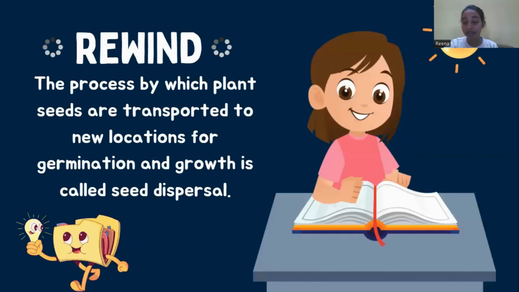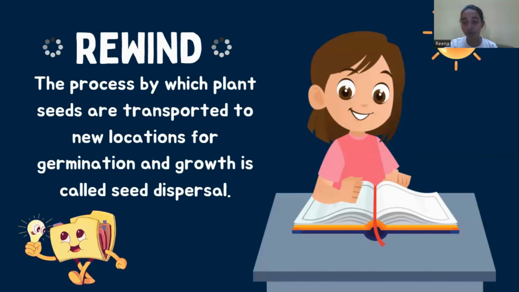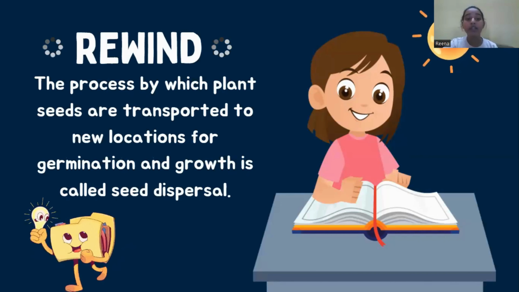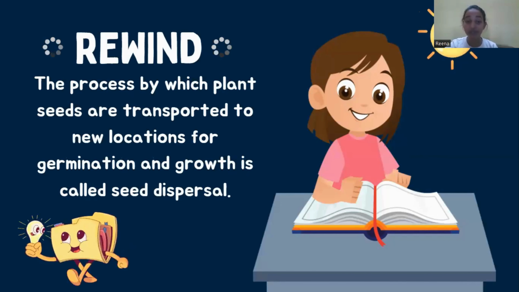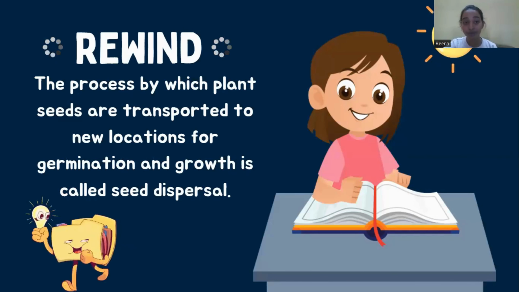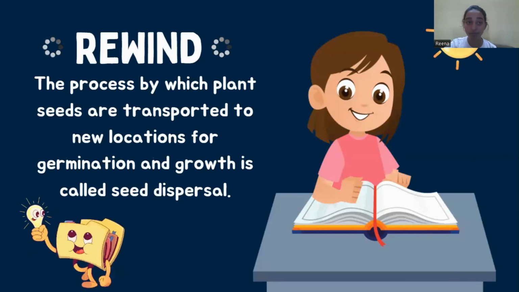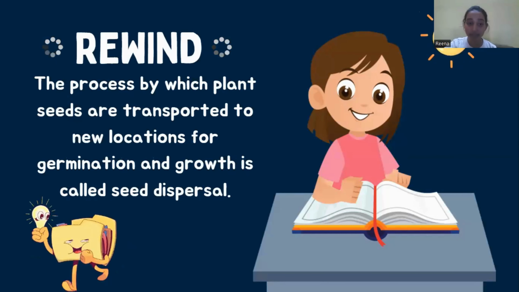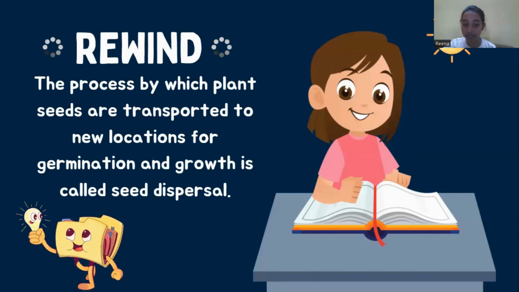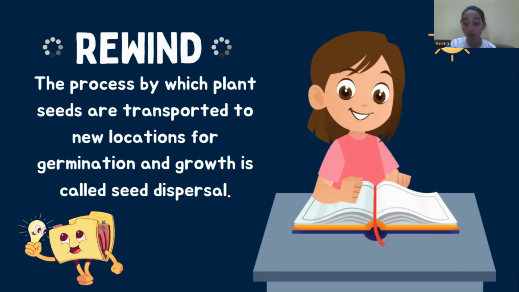So let us rewind for the last part 1. In the last part 1, the recent topic was what is seed dispersal, and now we are talking about the different ways of seed dispersal. That's why I want you to know what is seed dispersal once again. The process by which plant seeds are transported to new locations for germination and growth is called seed dispersal. If you want to learn more about seed dispersal, watch part 2.